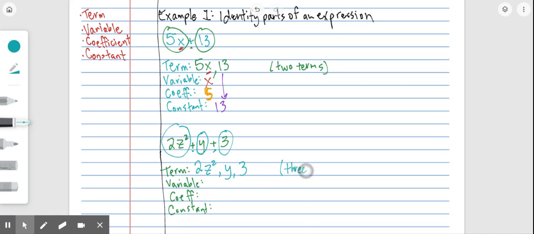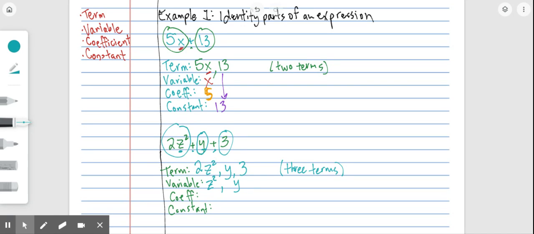All right, the next thing I'm looking for is the variable. In this case, I notice that there are 2 different letters. So I've got the letter z squared, and I've got the letter y. Now it's important that when I put the variable down, I keep the exponent. So z squared is a variable, and y is a variable. And z squared is important because z squared means that it's z times itself, remember, from when we talked about exponents. So I need to include it as an exponent.